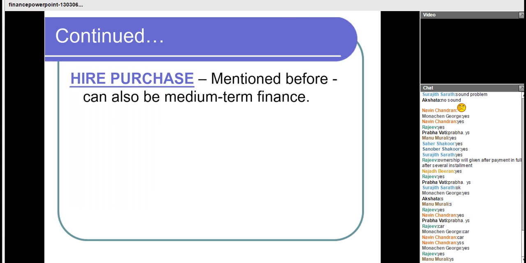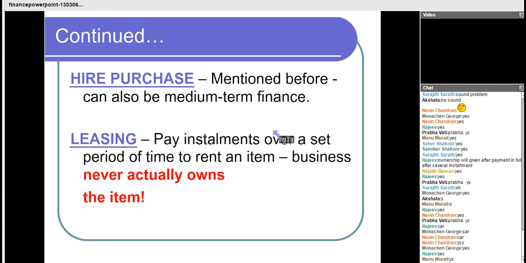Now hire purchase, this we know because many of us have practically experienced this. Then leasing, what is leasing? In this you have to pay the installments over a set period of time to rent an item. Means you are not the owner of the property. You are renting it out to somebody.